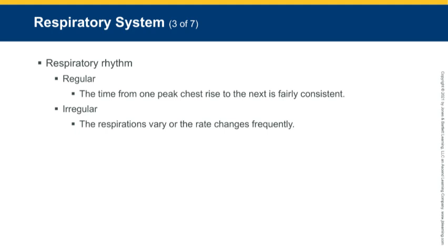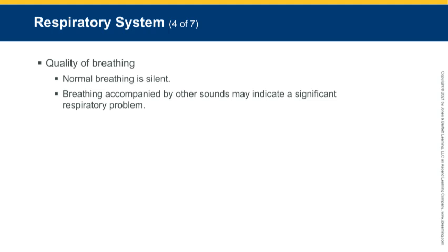Assess the rhythm of breathing. A regular respiratory pattern means that the time between each breath is consistent. An irregular pattern may indicate neurological or respiratory issues. Pay close attention to the quality of breathing. Normal breathing should be silent and effortless. The presence of wheezing, stridor, or crackles may indicate airway obstruction, fluid in the lungs, or other respiratory issues.